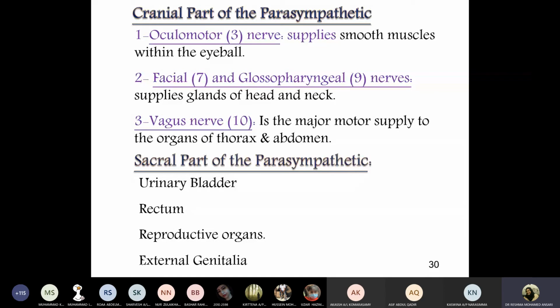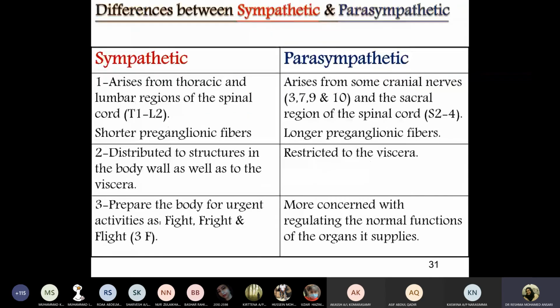Yes, doctor. Okay. So what is the difference between sympathetic and parasympathetic?